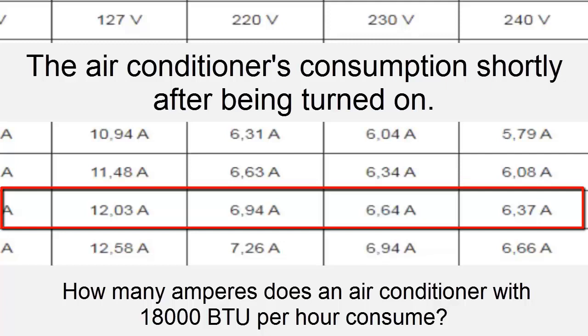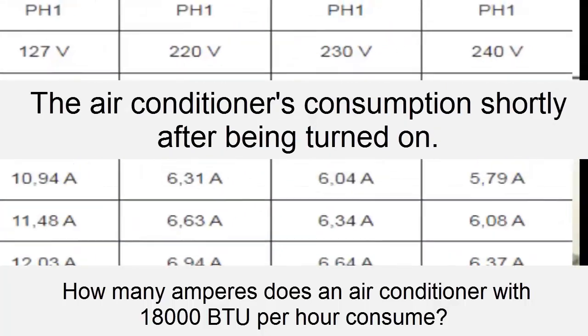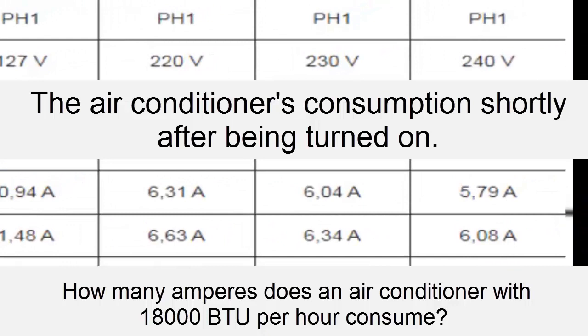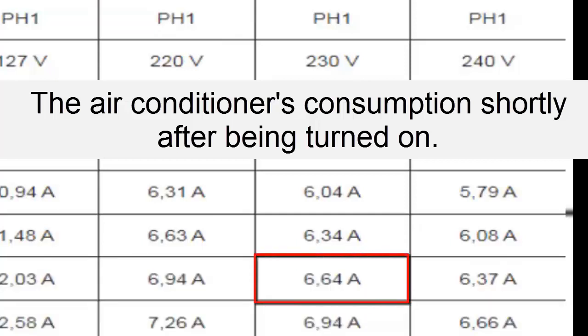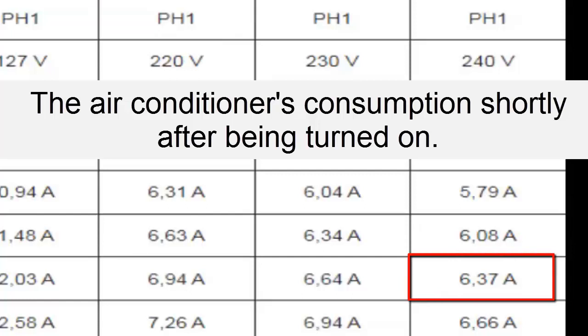For a single-phase power supply of 230 volts, the average current consumption of the equipment at 100% capacity is 6.64 amperes. For a single-phase power supply of 240 volts, the average current consumption of the equipment at 100% capacity is 6.37 amperes.